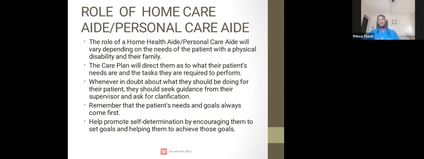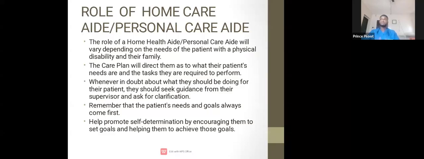Now, the care plan will direct them as to what their patient's needs are and the tasks that are needed to be performed. Whenever in doubt about what you should do or what you'll be doing for your patients as a home health care aide or personal care aide, seek guidance from the supervisor and ask for clarification. Some moments can be confusing.